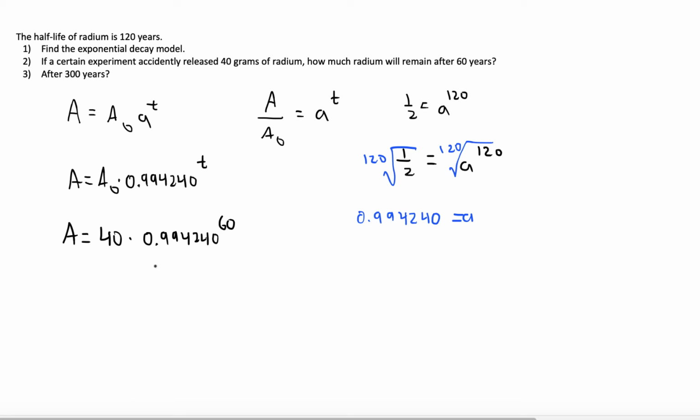Now, just a reminder, don't do all of this in one shot. Don't do 40 times 0.994240 to the 60th power, because some calculators can't handle that order of operations. I recommend doing this one step at a time. Do this part first: 0.994240 to the 60th power. Hit enter, and then multiply that by 40. By doing so, you should get something about 28.284 and some change. We'll just round this to 28.28 years. Oh, I'm sorry, not years, that's the grams. That's how much will remain after 60 years, so we'll call this grams.